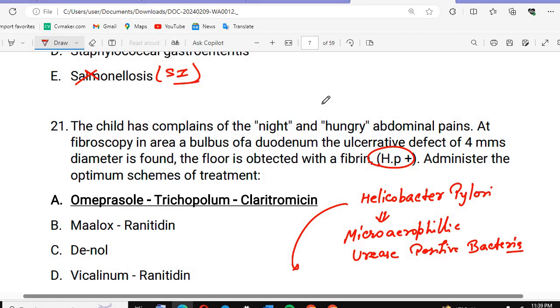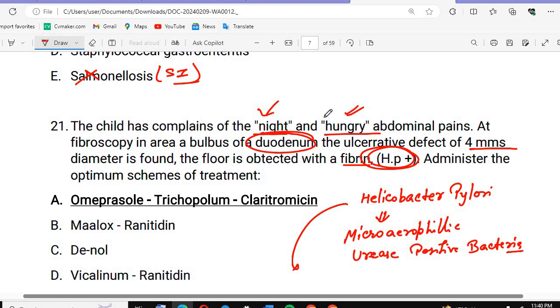Now, there is night and hungry abdominal pain, with fibroscopy of the duodenum. So here the problem is in the duodenum, due to which there is night and hungry abdominal pain. The night is there because at night he is not eating food. The food goes from the stomach into the duodenum, and at night the patient will be hungry. So there is a duodenal ulcerative defect of 4 mm diameter. The floor is obstructed with fibrin, and there is an H. pylori positive history given.